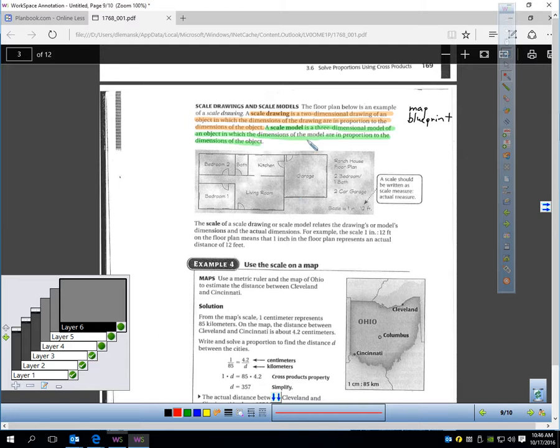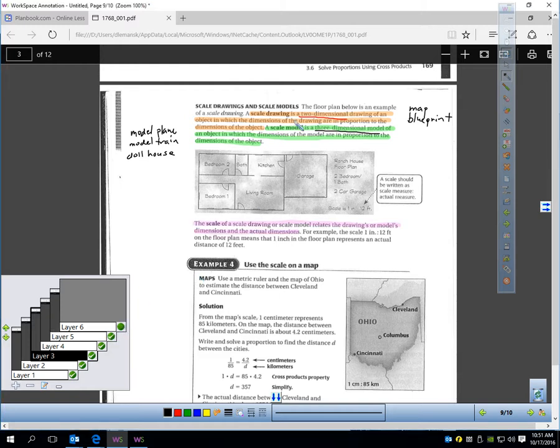A scale model is a three-dimensional model. Now you notice that's the difference. We had 2 dimensions versus 3 in the definition. Two-dimensional means like a sheet of paper, a drawing. A scale model is a three-dimensional model of an object in which the dimensions of the model are in proportion to the dimensions of the object. Here would be some examples of a scale model, like a model plane, or a model train, or maybe even a dollhouse that's to scale.